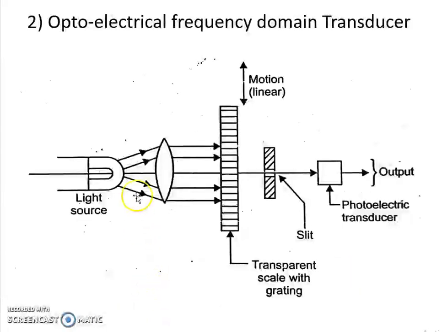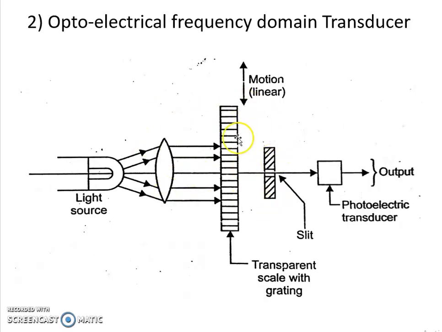Now let us see the second type of frequency domain transducer, that is optoelectrical frequency domain transducer. This type of transducer is used especially to measure linear motion or linear displacement or linear speed.